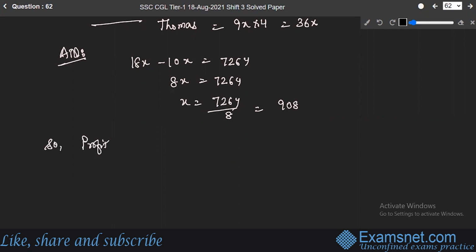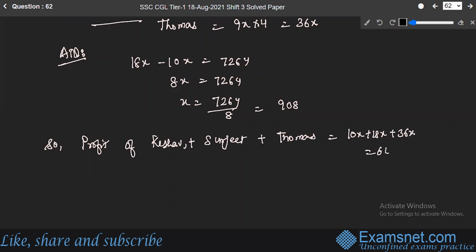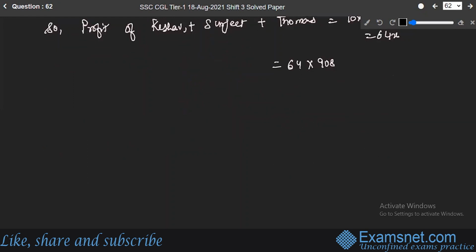So now, the profit of Keshav, Surjit, and Thomas, if I'm adding all of them, what is it? 10x plus 18x plus 36x, which is equal to 64x. Right? What was x? We just calculated it is 908. So this is equal to 64 into 908, which gives you a total of 58112 rupees. So this is the profit of all three of them together.